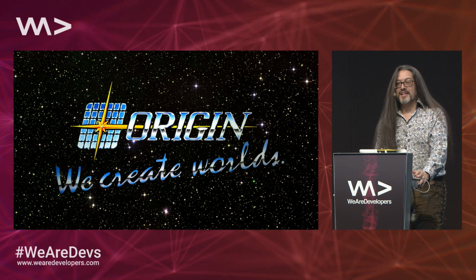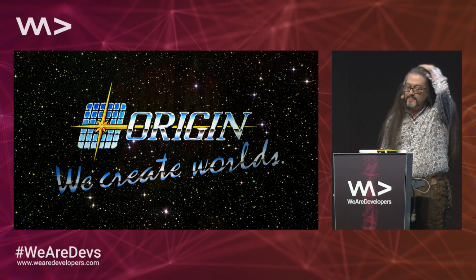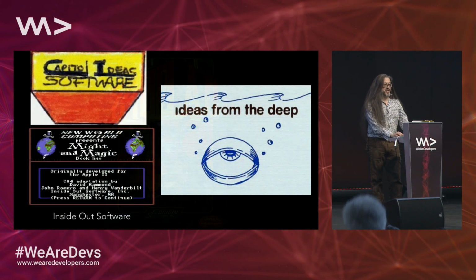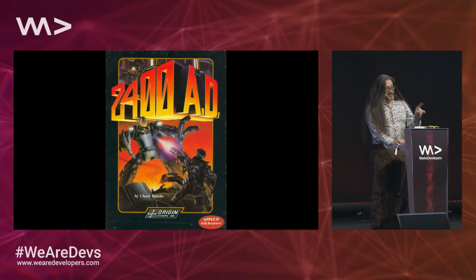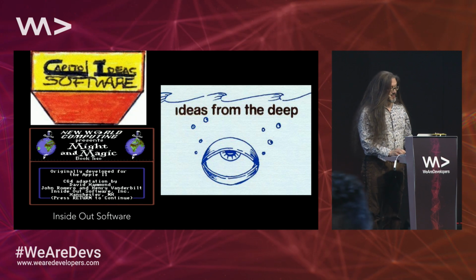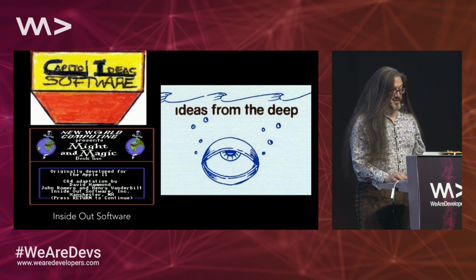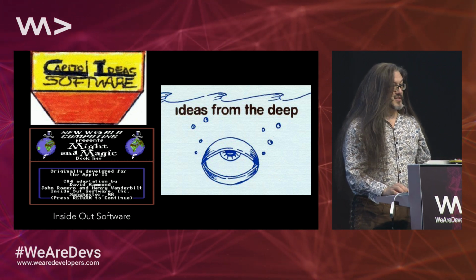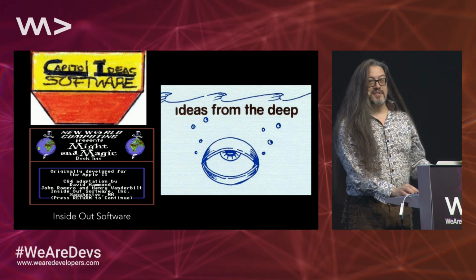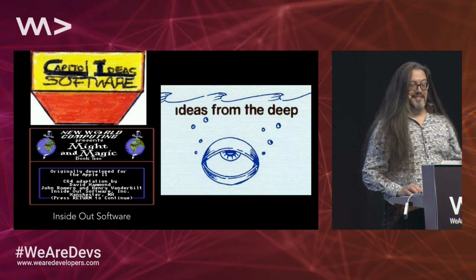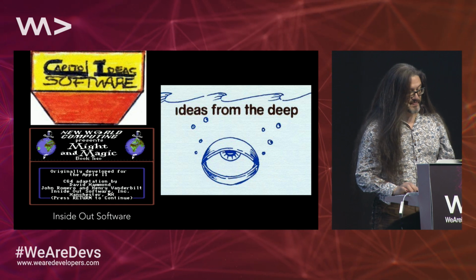After high school, I kept making games, and by 1987, I was working at Origin Systems. My first job was porting 2400 AD, an RPG, from the Apple II to the Commodore 64. By this time, I had made 74 games in 3 previous game startup companies: Capital Ideas Software, Inside Out Software, where I ported Might and Magic 2 to the Commodore 64, which some of you may have played, I think, yeah? And a company called Ideas from the Deep, and I was 21 years old.